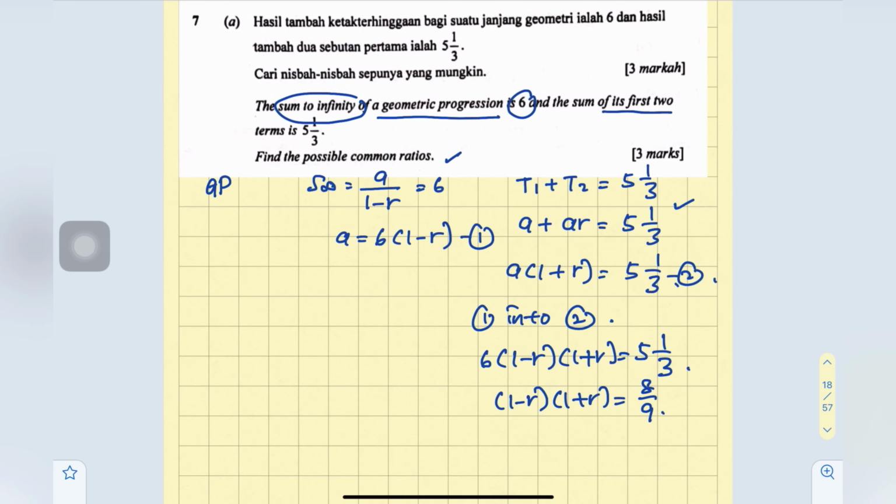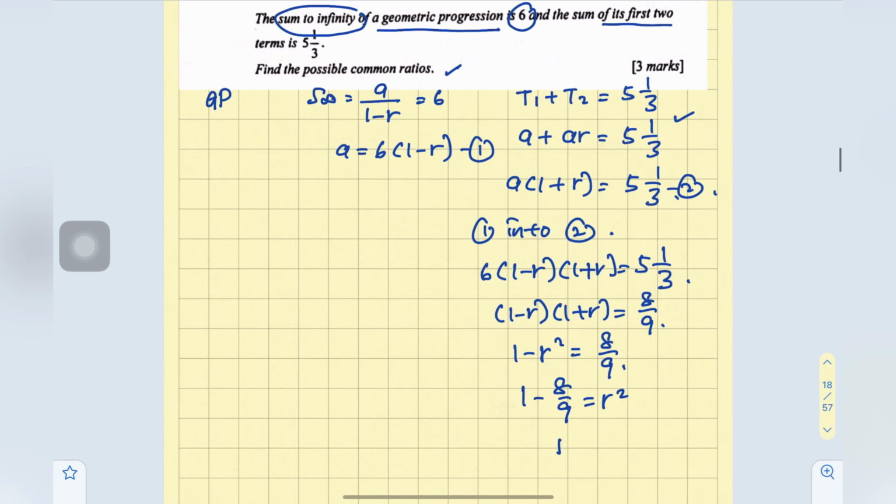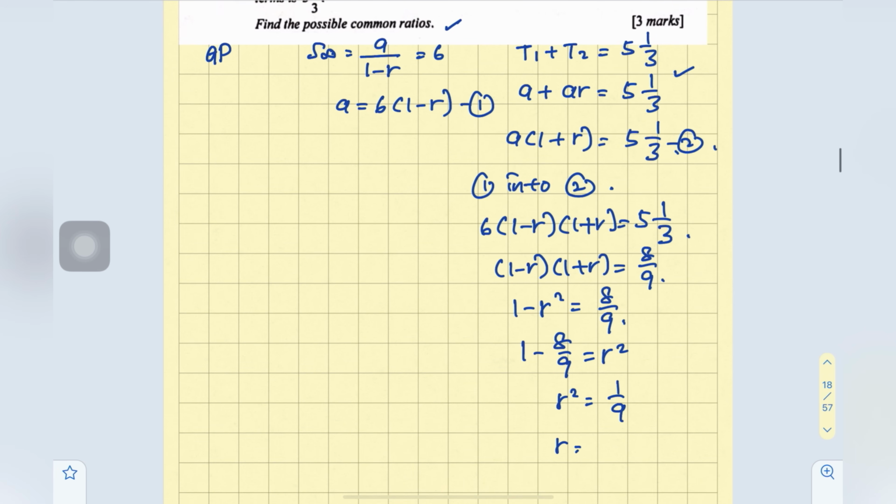Okay, so this one we already know. We get 1 minus R squared equals 8 over 9. So 1 minus 8 over 9 equals R squared. So R squared equals 1 over 9. Therefore R equals plus minus, because square root of 1 over 9 is 1 over 3. So these are the possible values of R, which are negative 1 over 3 and 1 over 3.